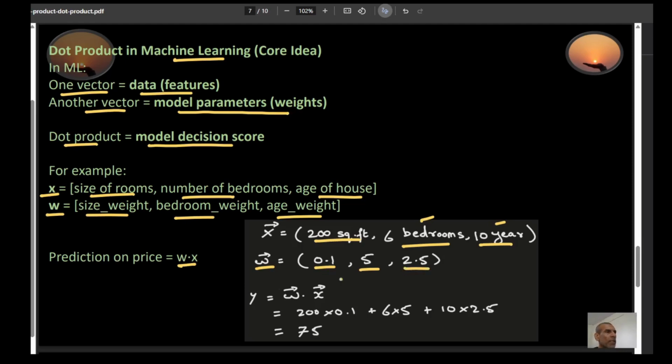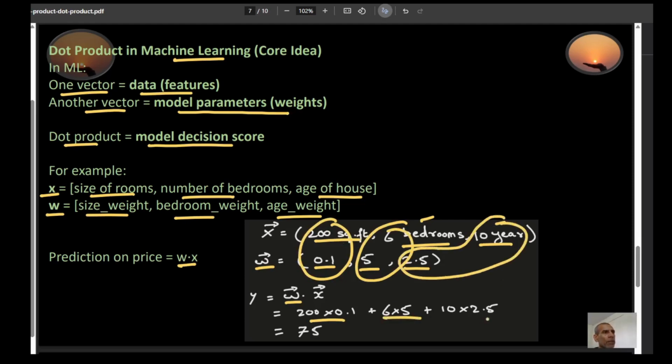So these are weights. If you do the dot product, y equal to w dot x, it will be something like this: 200 multiplied by 0.1, plus 6 multiplied by 5, this is exactly what I'm doing, plus 10 multiplied by 2.5. 10 times 2.5, and the answer is 75. So according to this formula, your prediction of the house price will be 75, whatever the unit. It could be 75 lakh or any other unit.